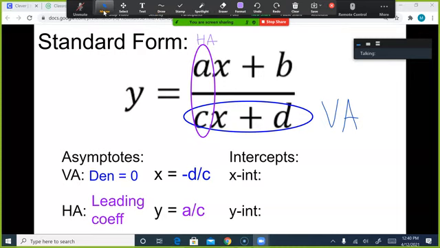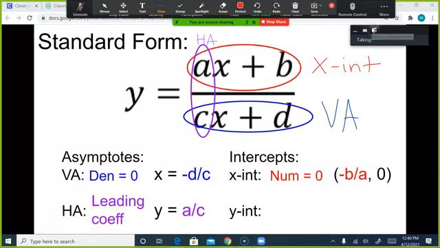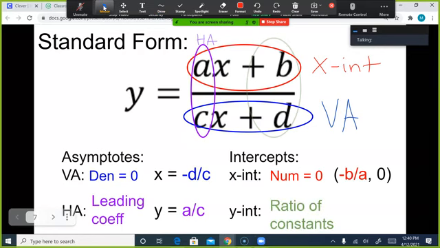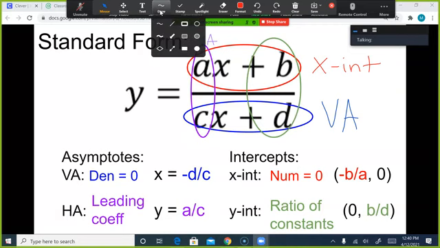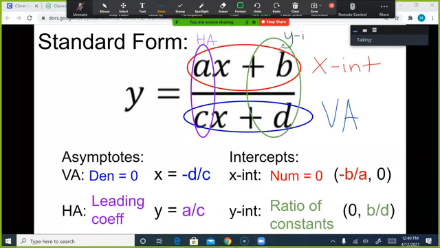The x-intercept, again, occurs when the fraction is 0, which is the numerator. The numbers on the top, set equal to 0, solve, is the x-intercept. And the y-intercept are your constants, which are the last two numbers, and those give you the y. The constants give you the y.